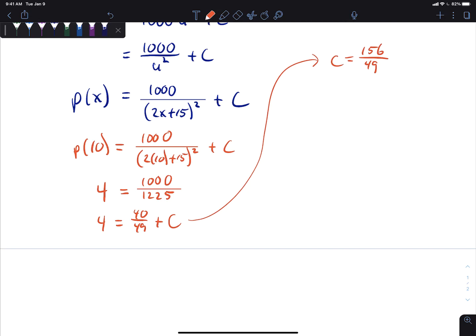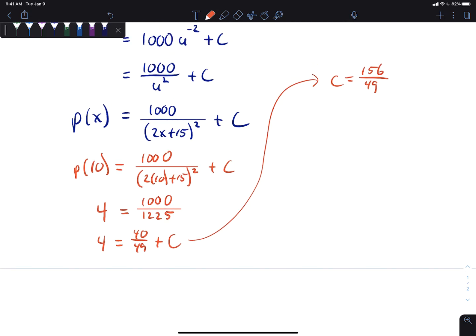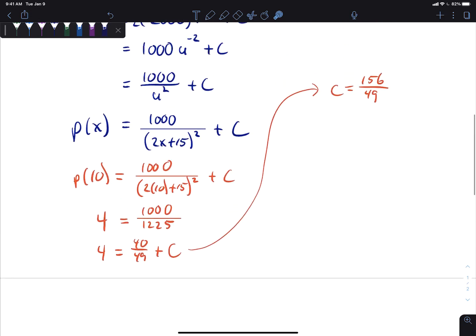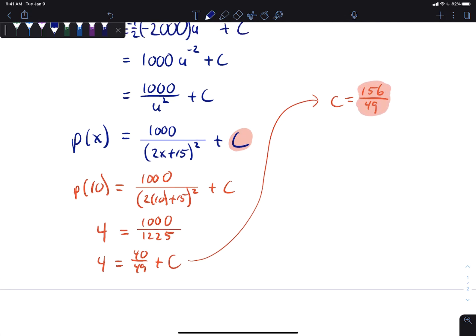Good deal. Now that you have that, you actually know what the demand equation is. Just replace this c here with 156 over 49, and we have our answer. So that's going to give me that p of x is equal to 1,000 over (2x plus 15) squared plus the 156 over 49.